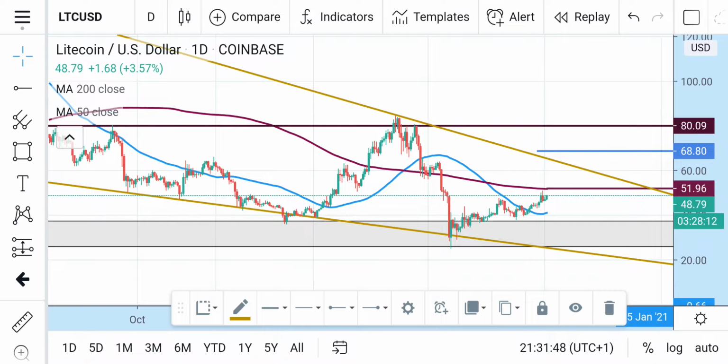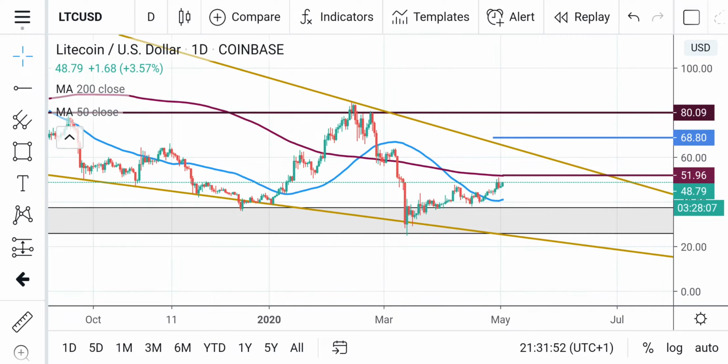So you can see that over here now is an area of value, and you can see that price is trading above the 50 period moving average on the daily time frame, but it's trading below the 200 period moving average on the daily time frame. And what is that telling you? It's telling you that the trend is healthy.